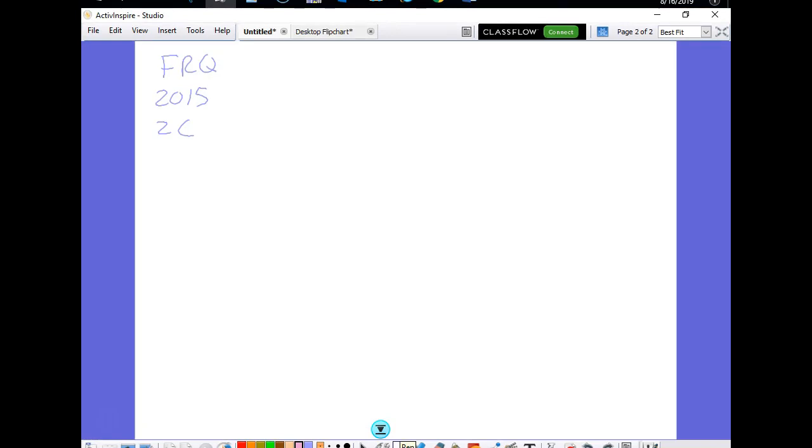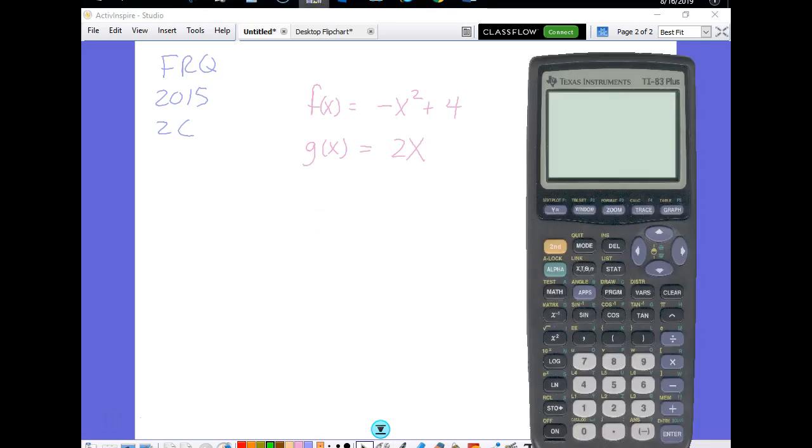Okay, so let's say I had f of x equals, I don't know, negative x squared plus 4, and let's say I had g of x is equal to, I will say, 2x. Why not? All right. So I'm going to graph these really quick, because I need to know which one is which, right? That's part of the task, is picking out what they are.